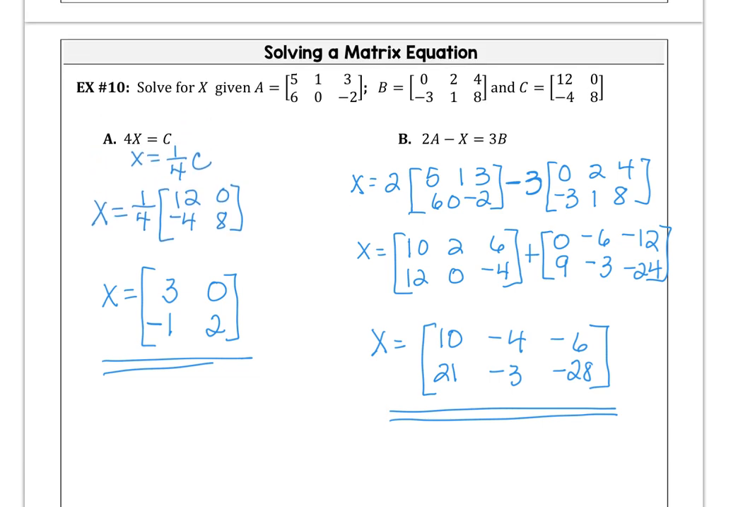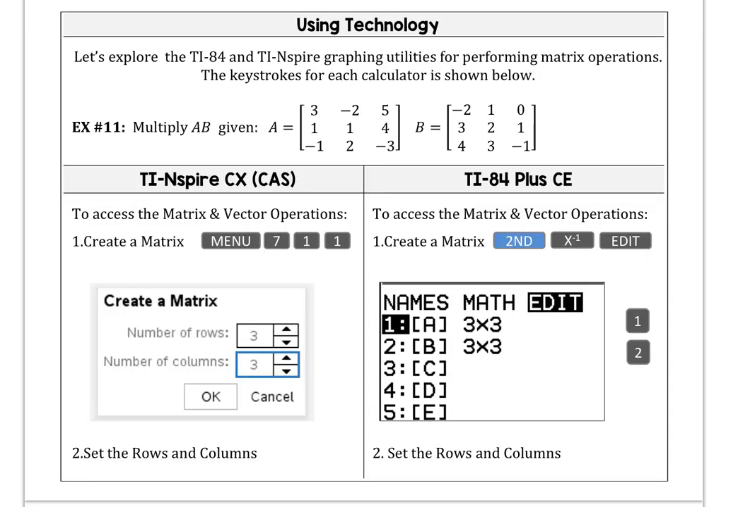Now, in the next example, you need either a TI Inspire CX or a TI 84 Plus. So I have the screenshots here to walk you through what we're going to do. Depending on which calculator you have, you can follow along with these directions. I'm going to talk about the TI 84 Plus.